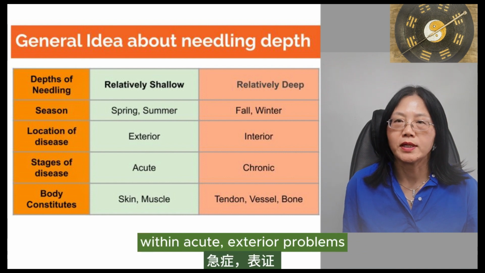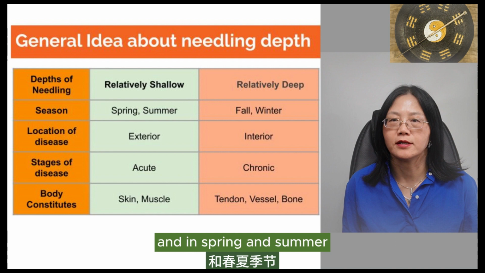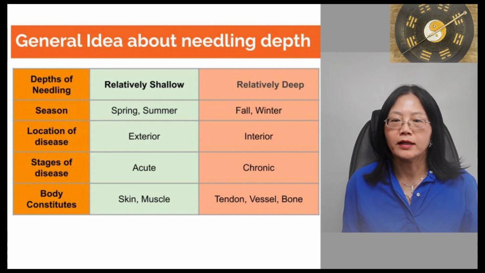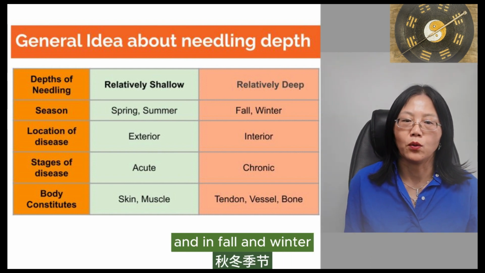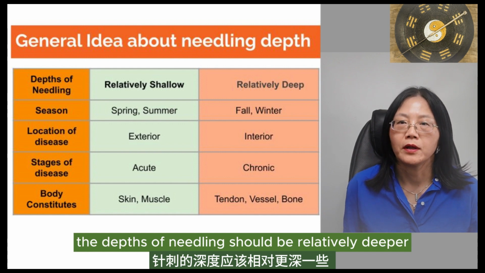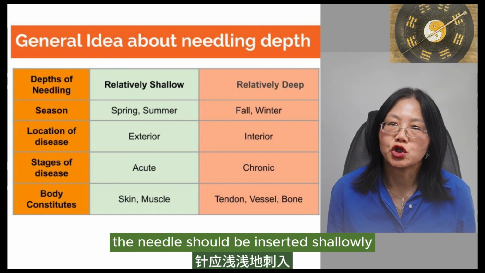Generally speaking, with acute exterior problems and in spring and summer, the depth of needling is relatively shallow, and with chronic and internal diseases and in fall and winter, the depth of needling should be relatively deeper. Furthermore, to treat a skin problem, the needle should be inserted shallowly.